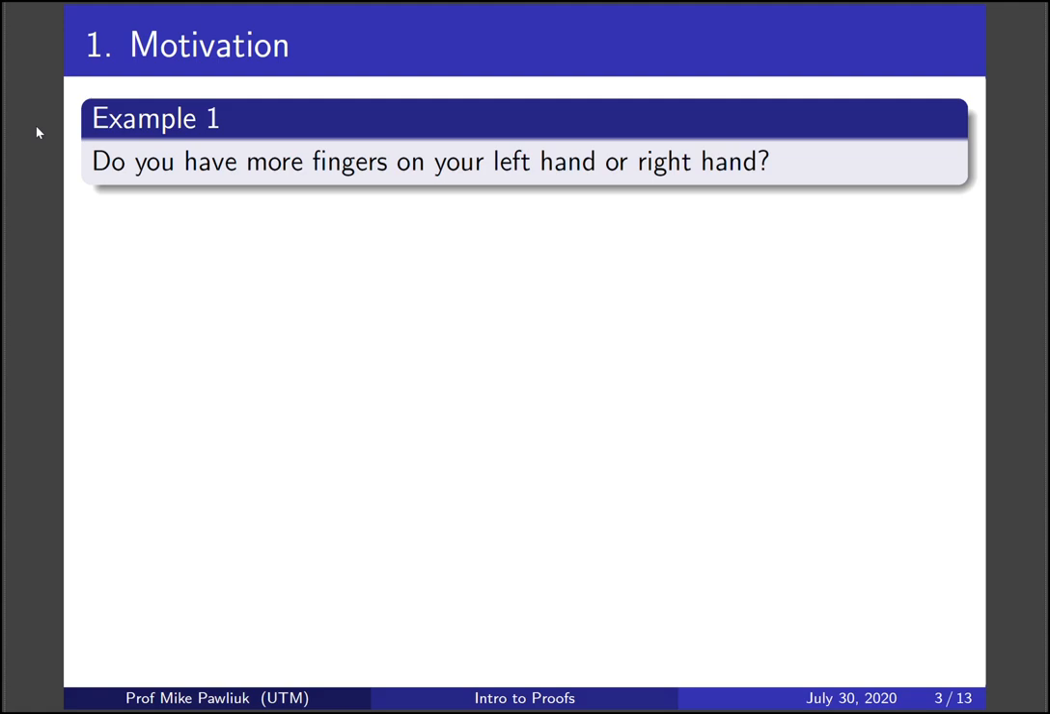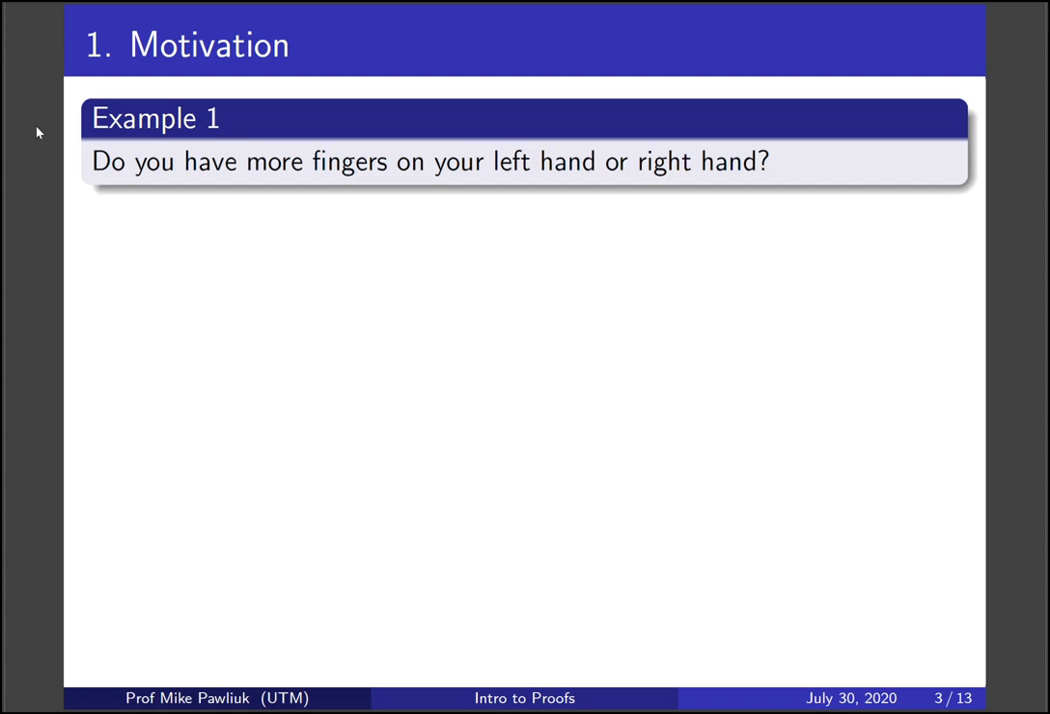Do you have more fingers on your left hand or your right hand? Take a moment right now to check. Now, I'm asking this question mostly because I want to see the technique by which you answer this question. Did you count 1, 2, 3, 4, 5, and then check that both have 5 and then said, well, since they both have 5, they have to have the same amount? Or can you do it without counting?